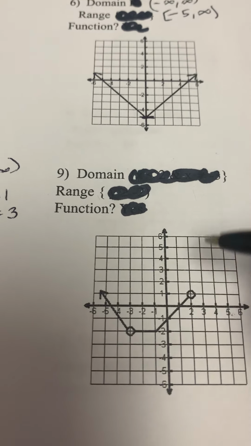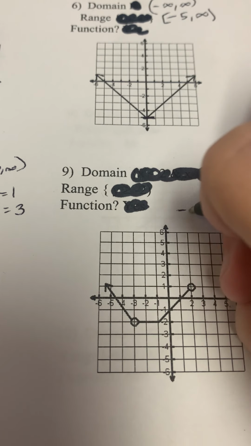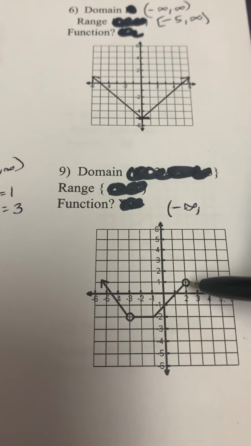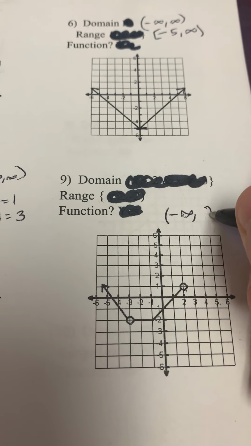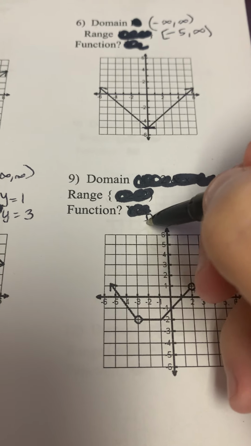And let's look at this one. All right, we're looking from left to right. The arrow is pointing left, so that we have a -infinity for the domain. And then we go to positive 2 here, and it's going to be an open circle. Okay, so that's a domain.